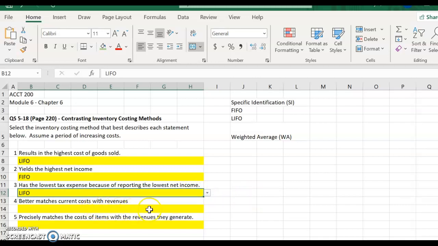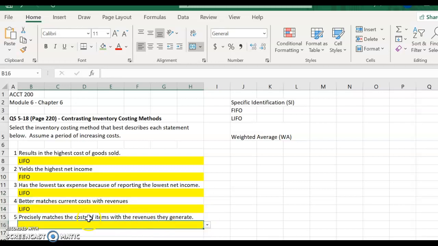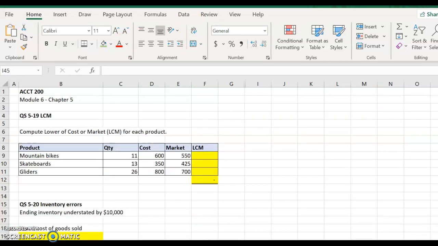Better matches current costs with revenues. That is LIFO. They're the ones closest to actual. And precisely matches the cost of items with the revenues they generate is the specific identification method. The other problems are on the number 7. Let's take a look at those.